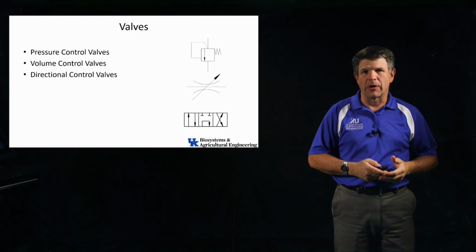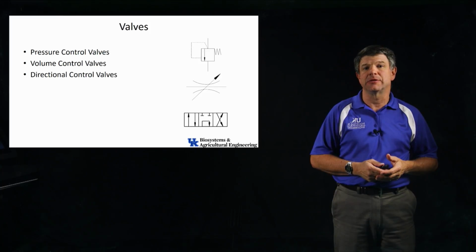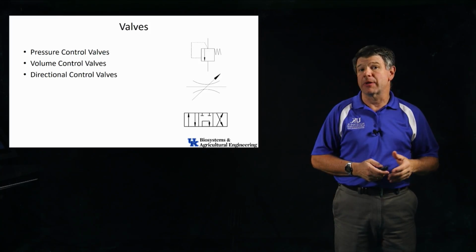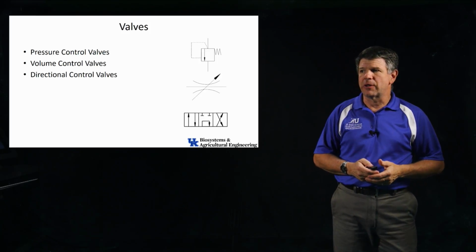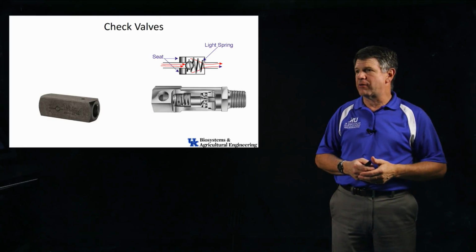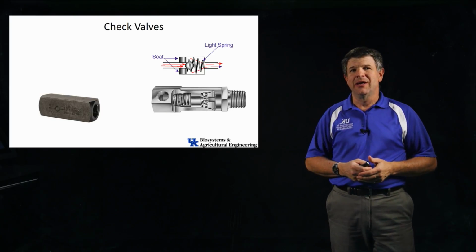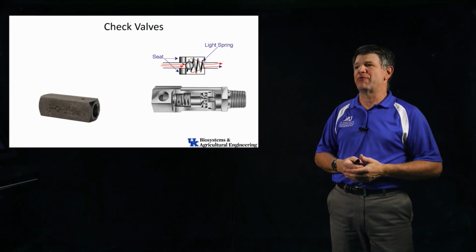So they're in some ways a little bit more simplistic, but in some ways they can be more complicated depending on how complicated our control needs to be. So let's take a look at some directional control valves, and we'll look at the simplest one. The simplest one we can look at is a check valve.